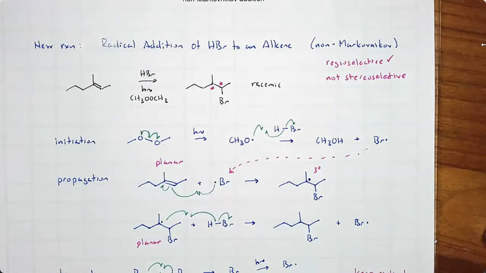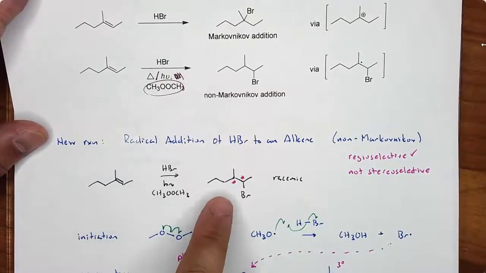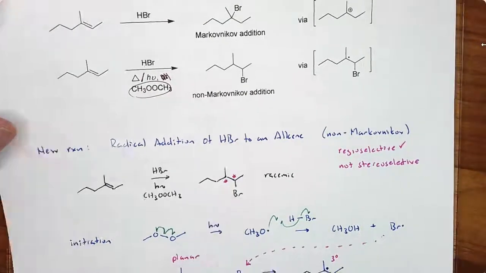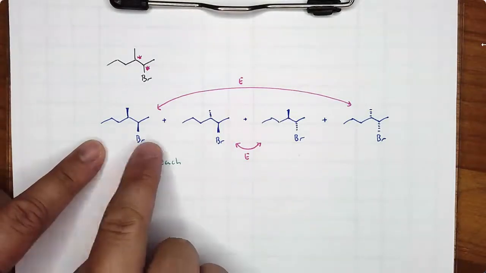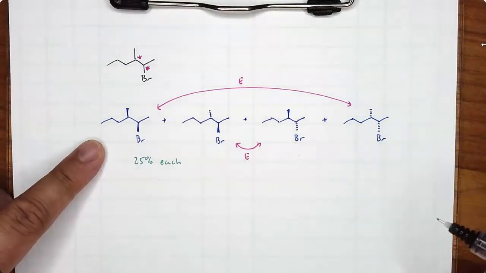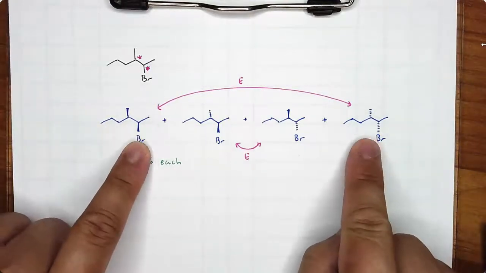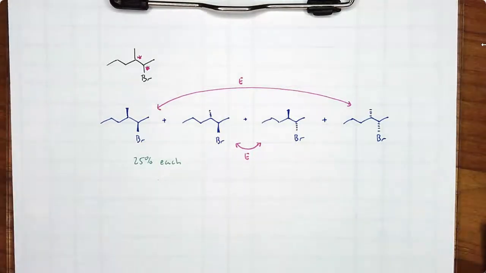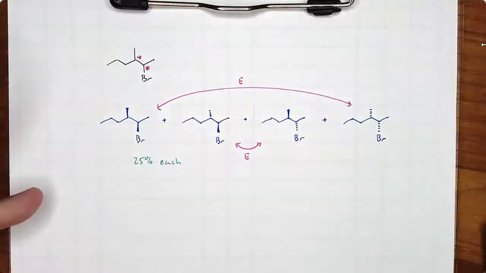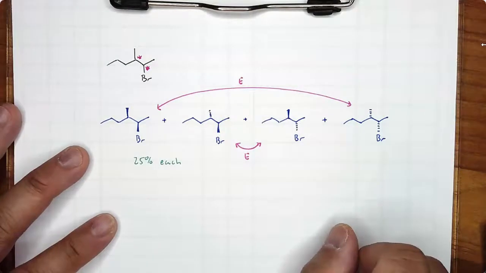Okay, let me draw you those four products. Our product, without any wedges and dashes, is shown here. We have two chiral carbons, and both of them will be 50-50 R and S. These are the four products. I would still consider this a racemic mixture because we have 50-50 of these two enantiomers and 50-50 of these two enantiomers. But in the whole reaction mix, that would mean that each of these compounds is 25% of the product mixture.